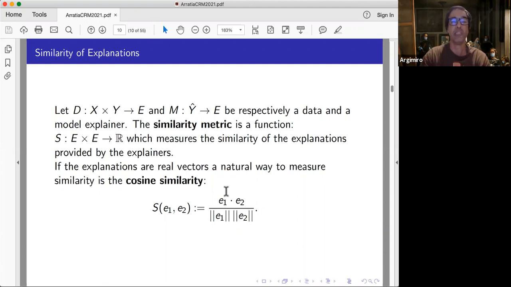So this is the similarity metric that we're going to fix in order to see how close the explanations are in my explanation space from the data explainer, which, remember, measures the relation between inputs and true output, and the model explainer, which is the measure for the estimated values, right?